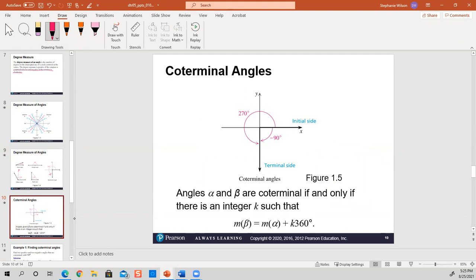Coterminal angles. So we have our initial side, and it's going around. It went around to the 270. And then we have our terminal side that went in a negative direction, right, of 90 degrees. We have coterminal angles. Angles alpha and beta are coterminal if and only if there is an integer k such that, and we have this formula. So write this formula down, guys. We will be using it.